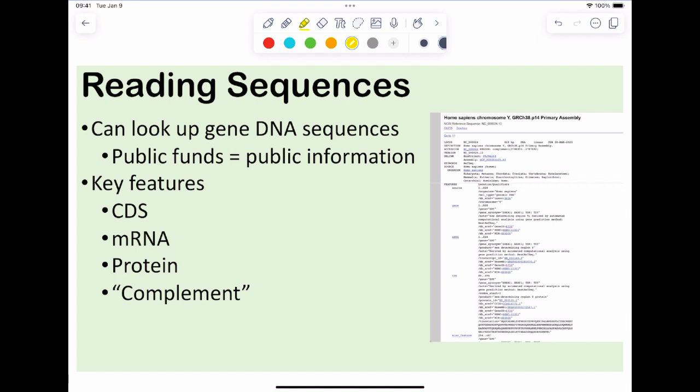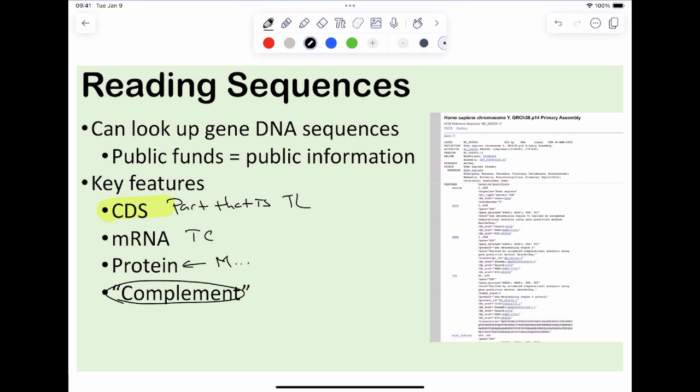We could find the CDS. CDS, this is the part that is translated. The mRNA is obviously the transcription part. I can get a protein sequence. It's always going to start with M, then stuff.